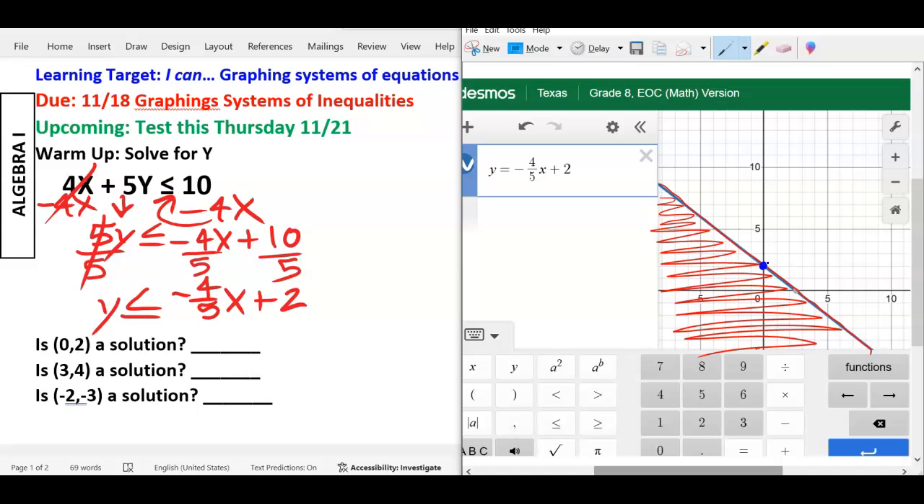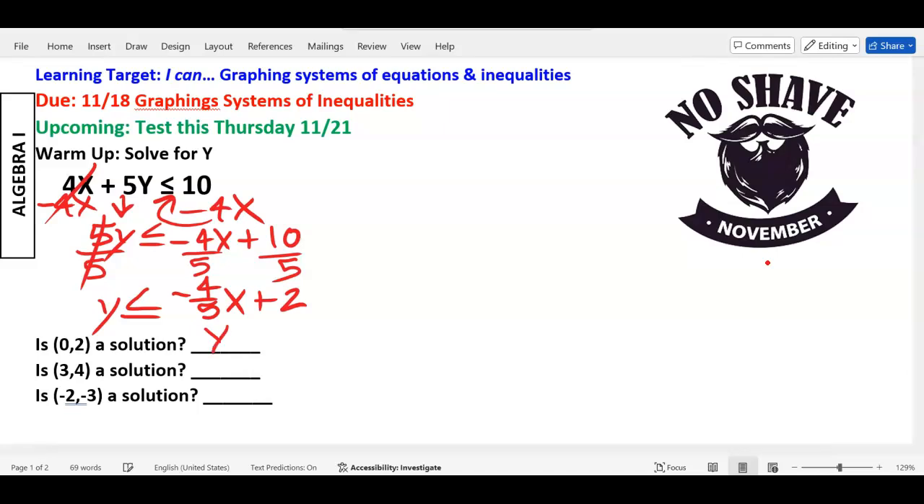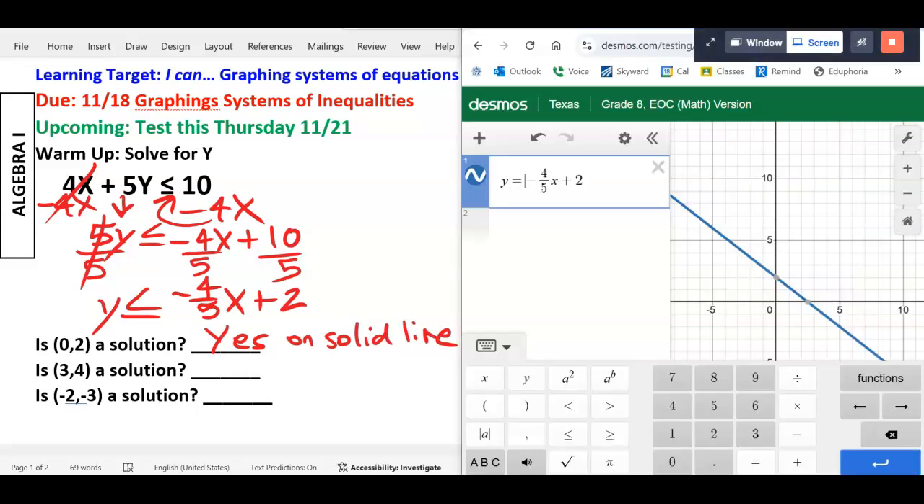All right. Well, anyways, 0, 2 is on the line and it's solid. So when it's solid, solid means equal. That's why it's underlined, right? When it's underlined, it's solid, it's equal. So it is, yes, a solution. I know y'all were just not sure what to say, but the answer is yes. It's on a solid line. On a solid line is a solution for sure.